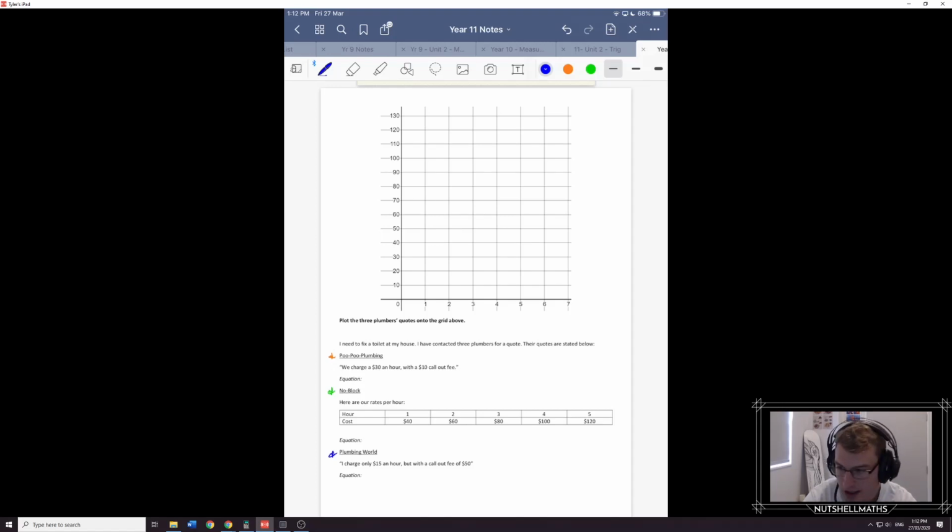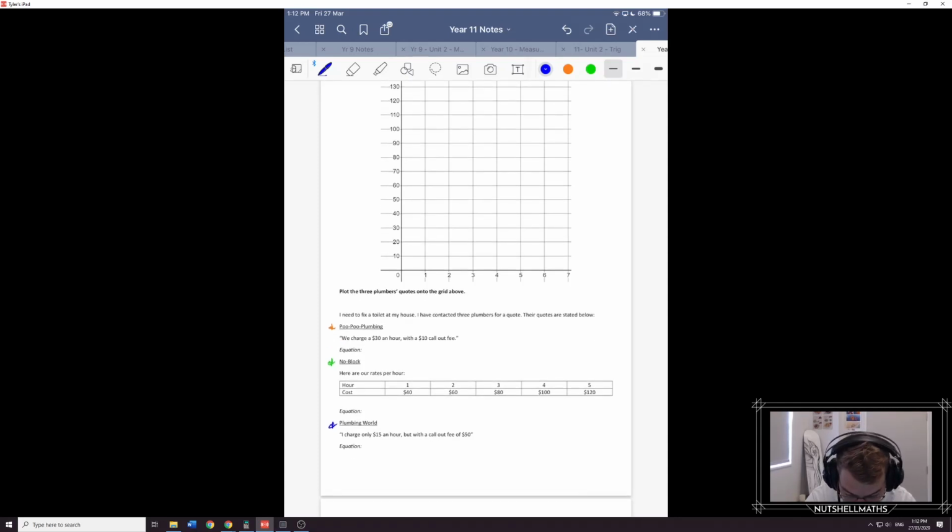So we've got some questions here. You could have started already, but let's have a read of what's going on. We've got 3 plumbers. We've got Poo Poo Plumbing, we've got No Block, and Plumbing World, and they've all got 3 different linear rates. So the aim of today is to understand some of this language, what these things mean in terms of an equation, and see if we can plot it. Because yesterday we looked at going from an equation to a graph, all good. So if we can get an equation out of these, we should be able to graph it.